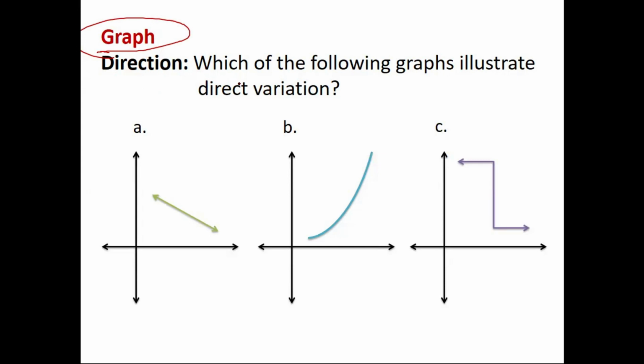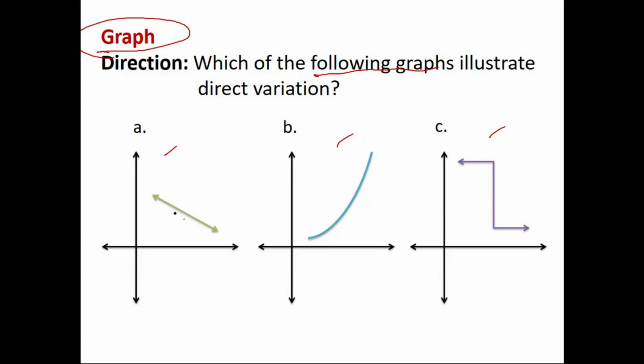Here, you just have to identify which graph illustrates direct variation. What does a graph of variables that are directly proportional with one another look like? Alin kaya dito sa mga graphs na ito ang nagpapakita ng direct variation?